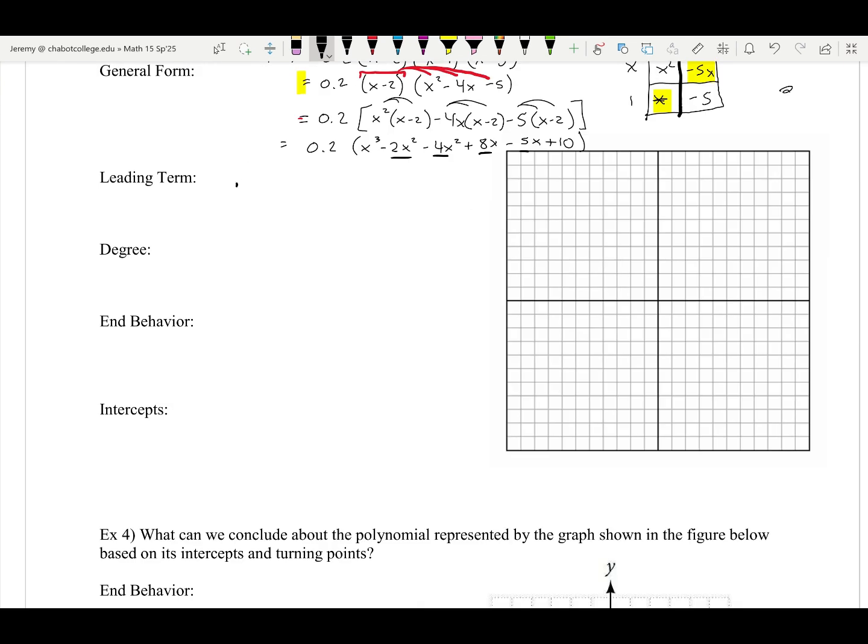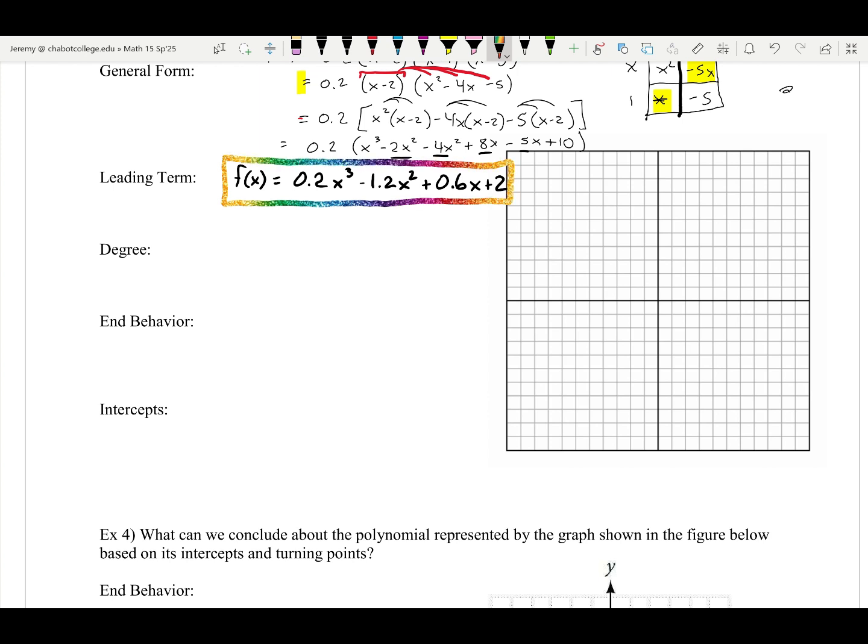I get f of x is equal to 0.2x cubed minus 1.2x squared plus 0.6x plus 2. And I'll box that up since that is my general form.